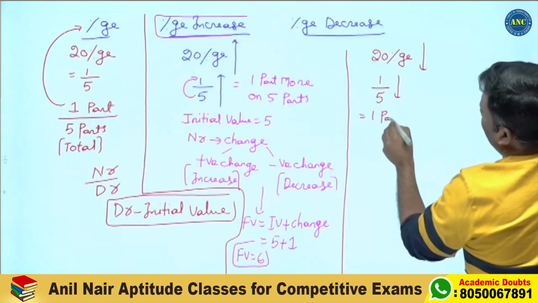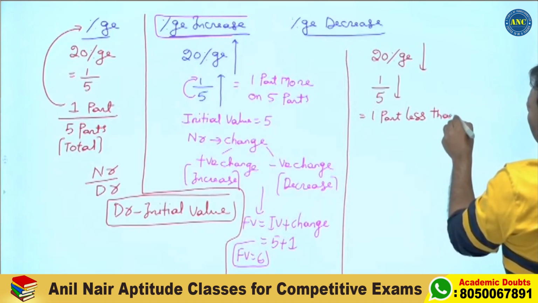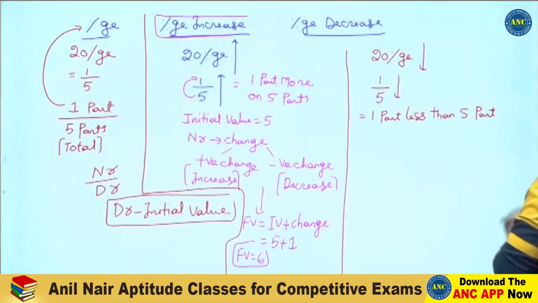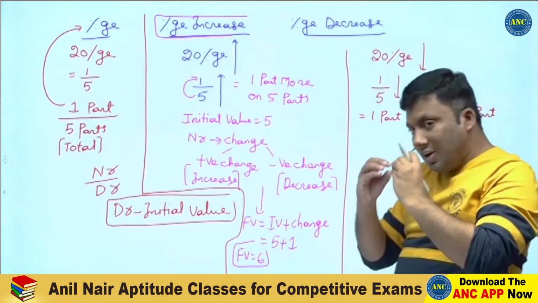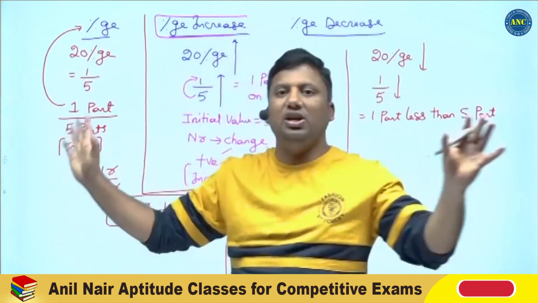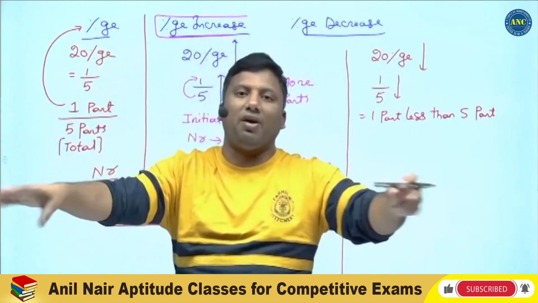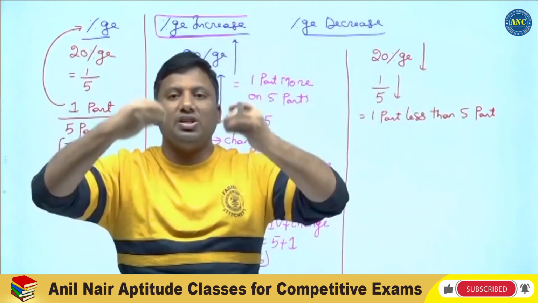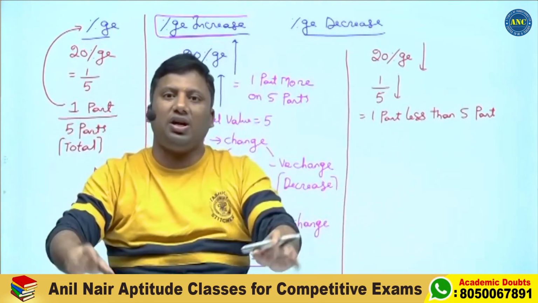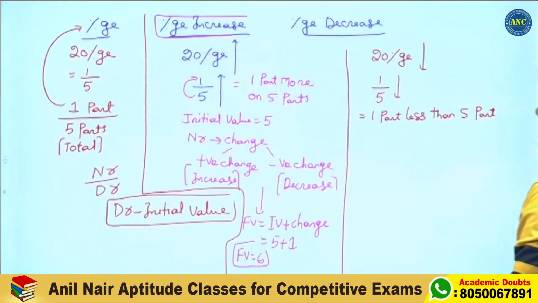It is one part less than 5 parts. Out of 5 parts, I want one part less than 5 parts. Whenever you are writing a fraction, the denominator represents the initial value. Whether it is simple interest, compound interest, profit, loss and discount, time, speed and distance, or time and work, when you get a fraction, the denominator represents the initial value.